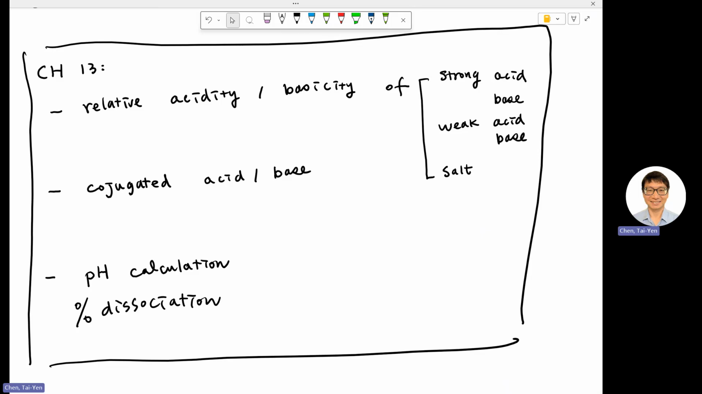After that, the next big thing in chapter 13 is how to calculate pH and percent dissociation of your solution, which will be the main topic on Thursday. So these are the topics for chapter 13. Any questions?